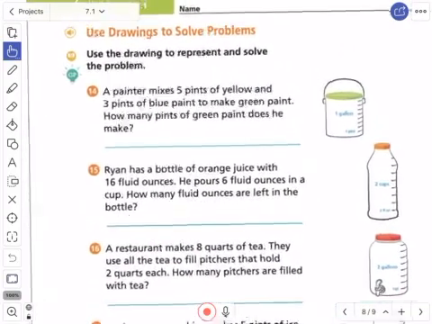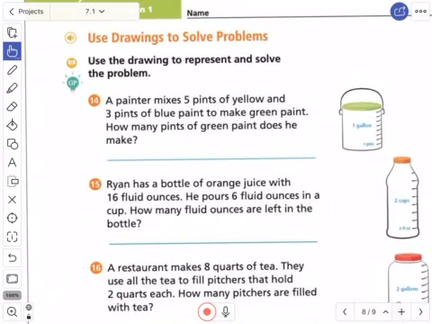But I'm just going to read through this here. Then you'll solve these problems, then we'll come back. So the orange up top says, use drawings to solve problems. Use the drawing to represent and solve the problem. Okay, so we're going to be using this drawing over here.